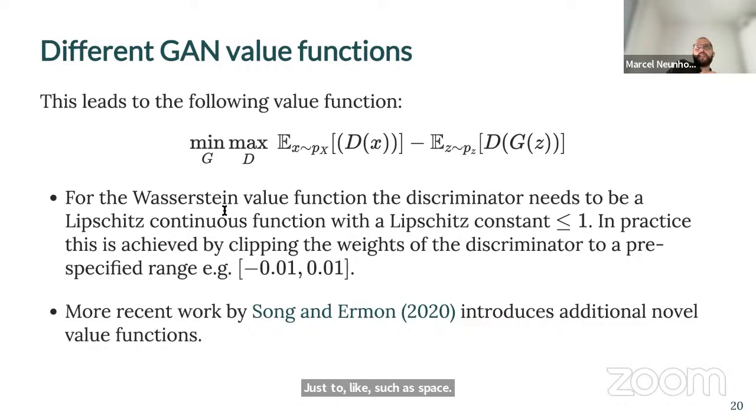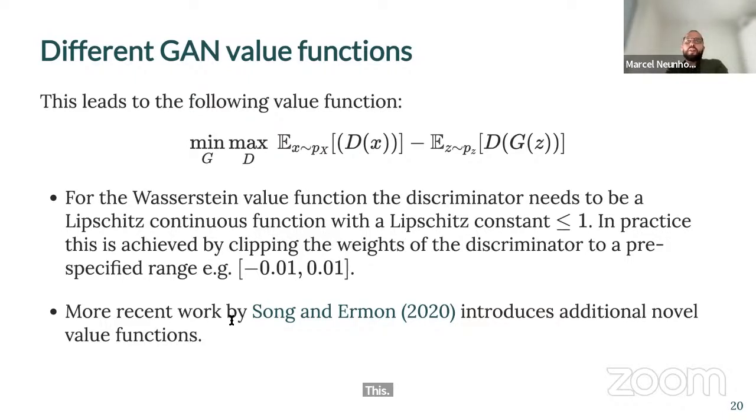Other alternatives are you can also use a gradient penalty on the Wasserstein value function that also automatically ensures that this property is met, that this value function is Lipschitz continuous.